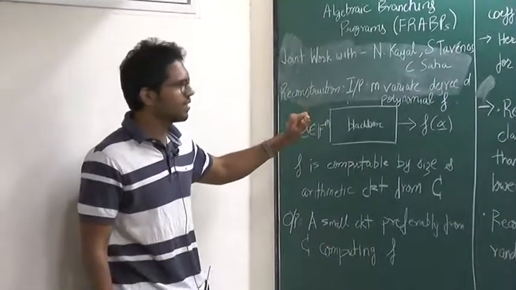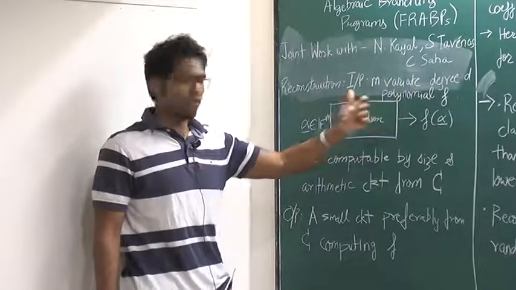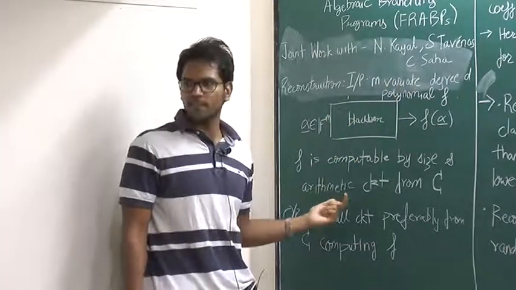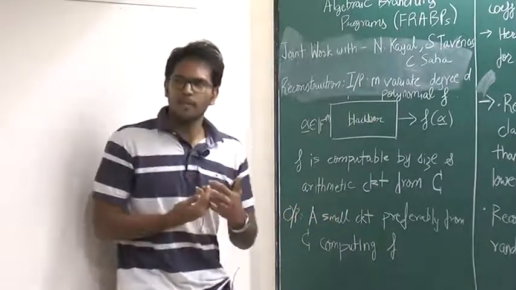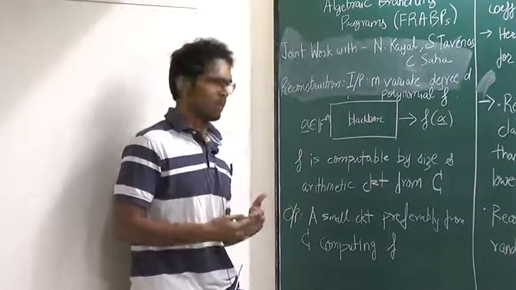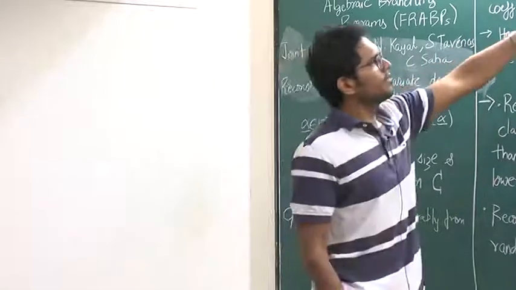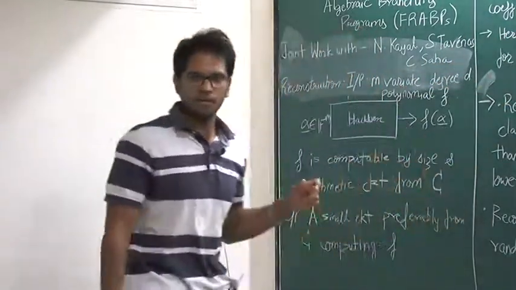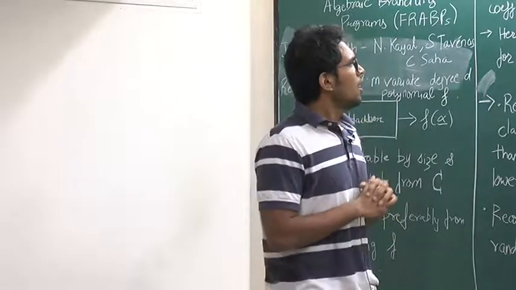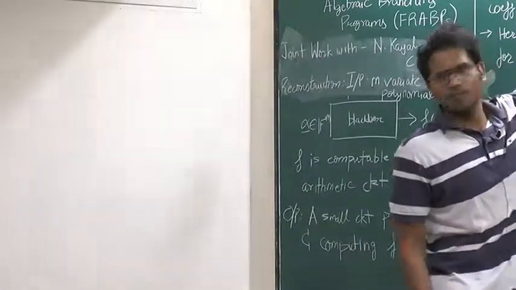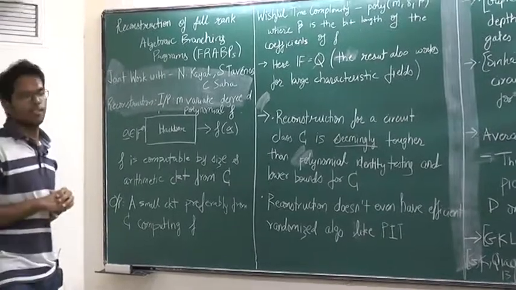So I'll firstly define what reconstruction is. You have oracle access to an m-variate degree D polynomial F, and you're also given that it's computable by a size S arithmetic circuit coming from the circuit class C. What we expect as output is a small circuit, preferably from the same circuit class, computing F. The wishful time complexity is polynomial in the number of variables, the S that you have been given, and beta, where beta is the bit length of the coefficients of F. Just to be pedantic, since we're using beta, the field is Q, and the result also holds for large characteristic fields.